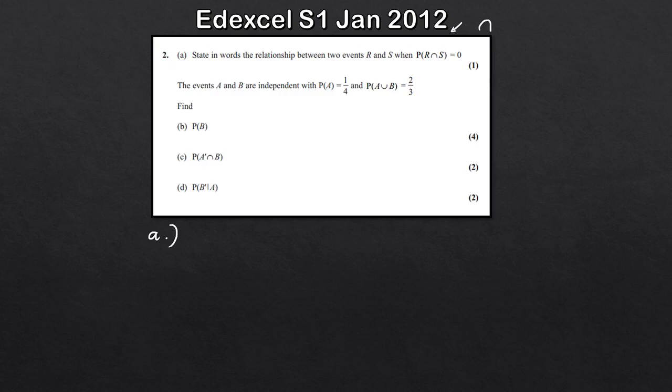What that tells us then is these two events must be mutually exclusive. Okay, so R and S are mutually exclusive. Basically they can't occur at the same time. Okay, so that's all we need to say there for part A. Like you see, only 1 mark, we don't need too much for it.